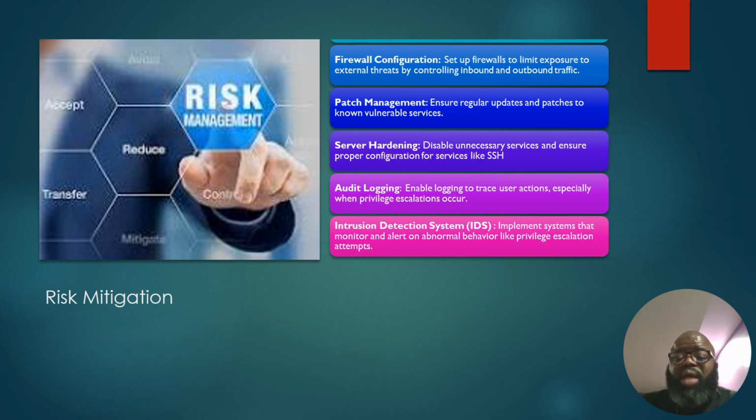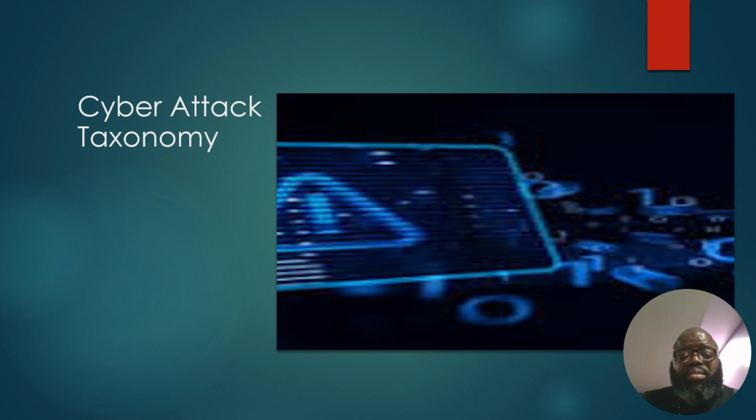Intrusion detection systems, the IDS. IDS are systems that monitor and alert on abnormal behavior, like privilege escalation attempts. So intrusion detection will detect if anybody is trying to come into the system without authorization. Cyber attack taxonomy shows how a cyber attack is designed and how it is presented.